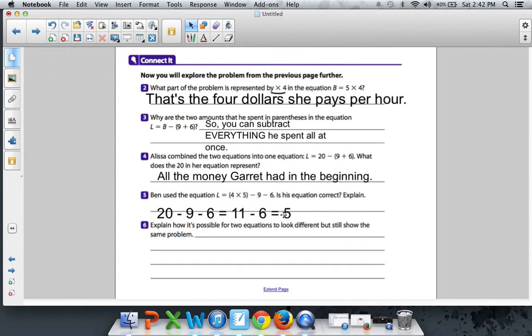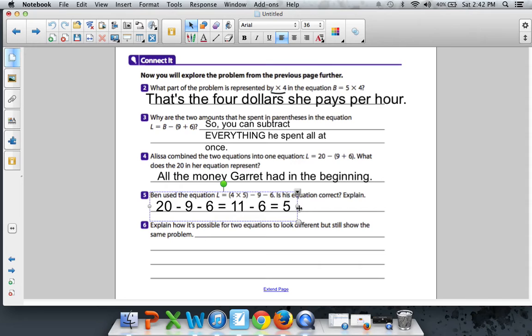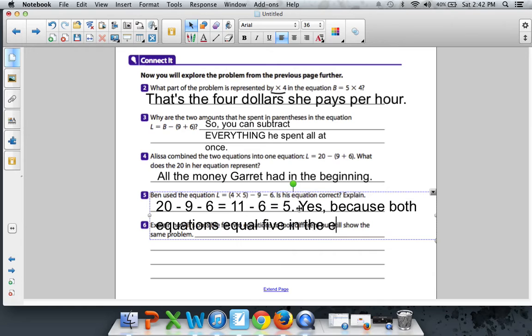So even though that's a different equation than what they showed you right here, it still equaled 5 at the end. So is that correct? You'd say yes, because both equations equal 5 in the end.